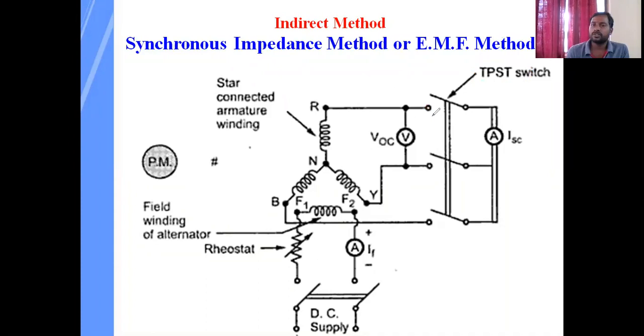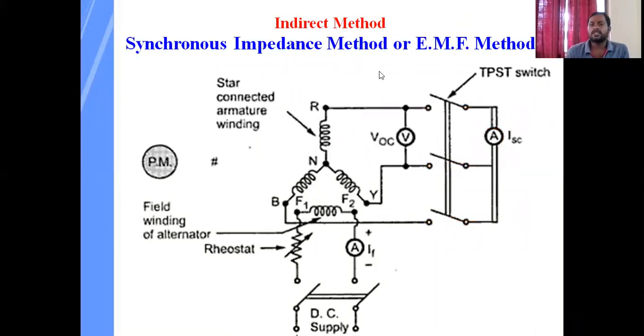By using this switch, we need to conduct this OC test, and after the OC test, we need to conduct the SC test. SC test means we need to close these switches, and we need to short circuit the R, Y, B terminals through an ammeter. Through an ammeter, we need to short circuit for this test.